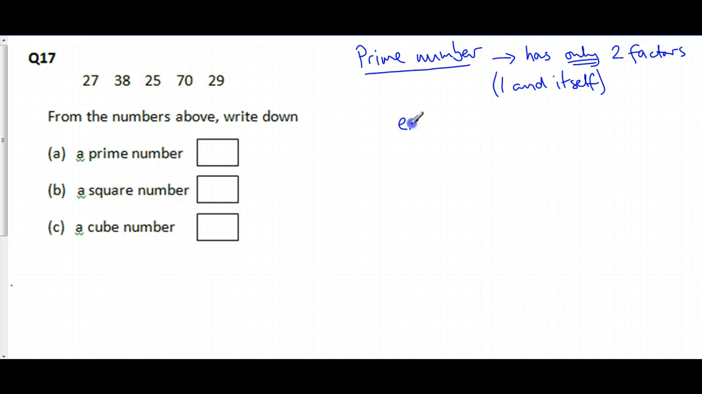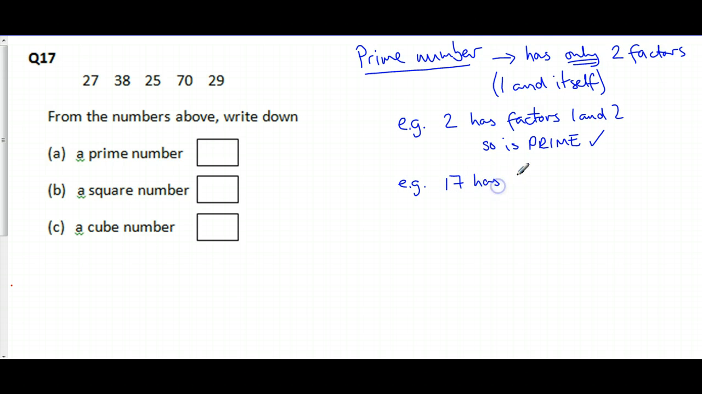E.g., the number two has the factors 1, 2, so it's a prime number. E.g., 17 has the factors 1 and 17, so that's a prime number.